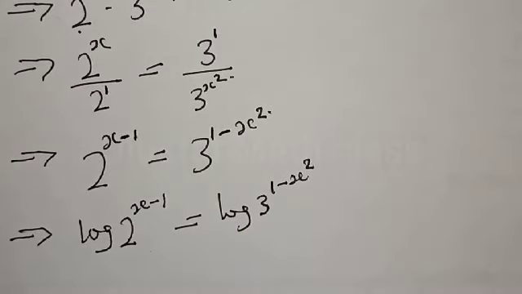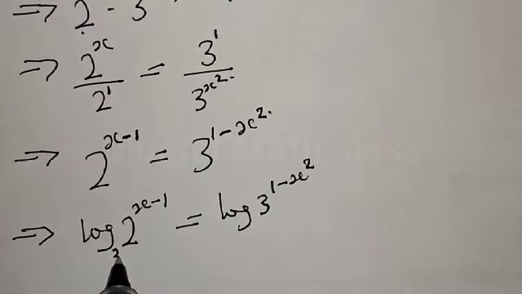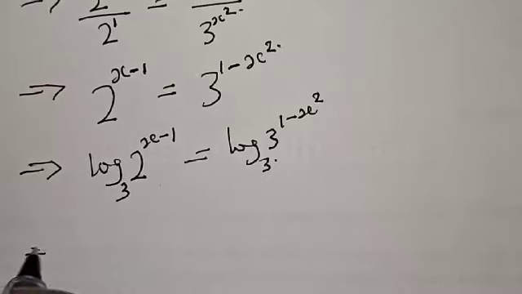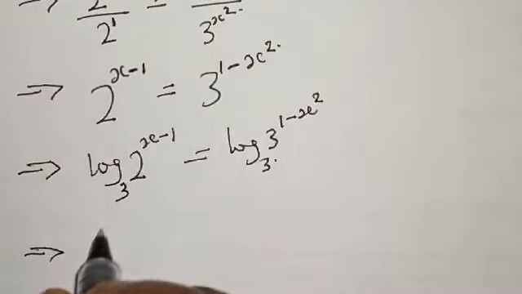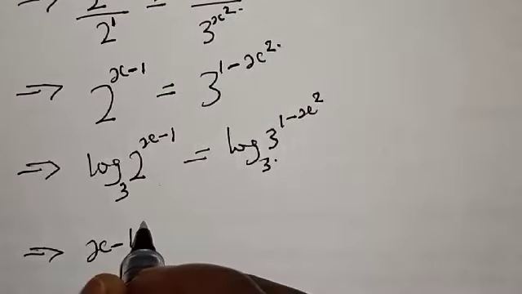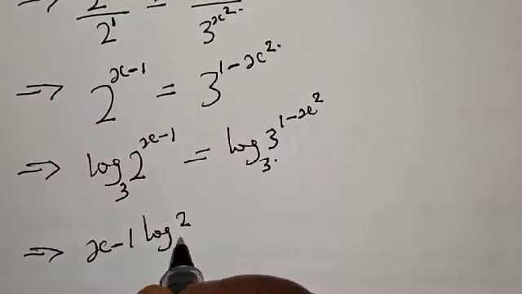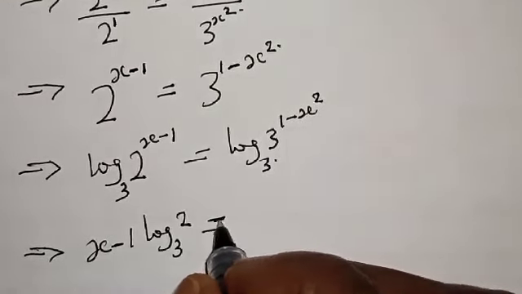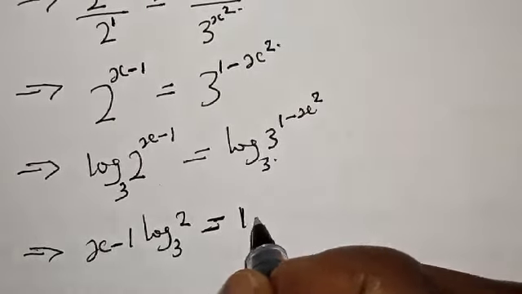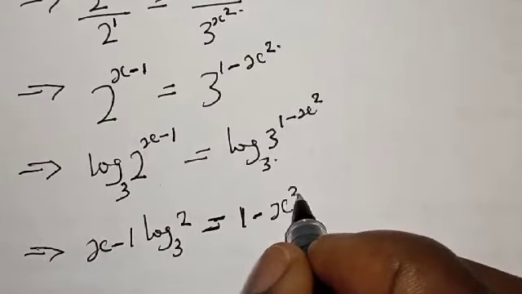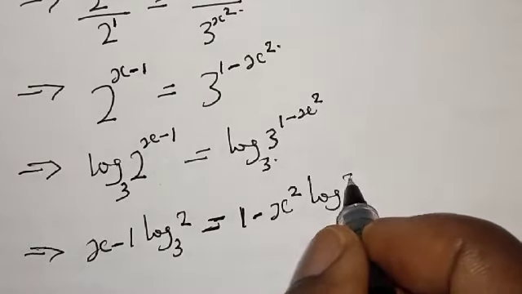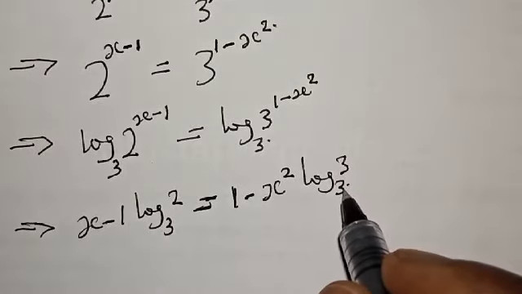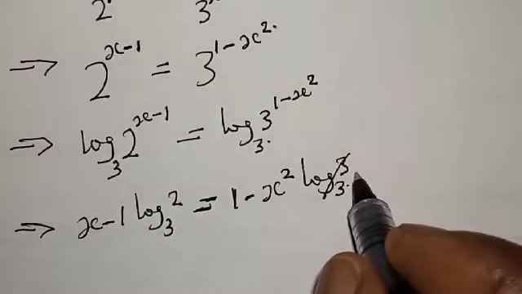Now, let's use base 3. This implies that we have x minus 1 log 2 base 3 will be equal to 1 minus x squared log 3 base 3. Then log 3 base 3 is cancelled, which is 1.